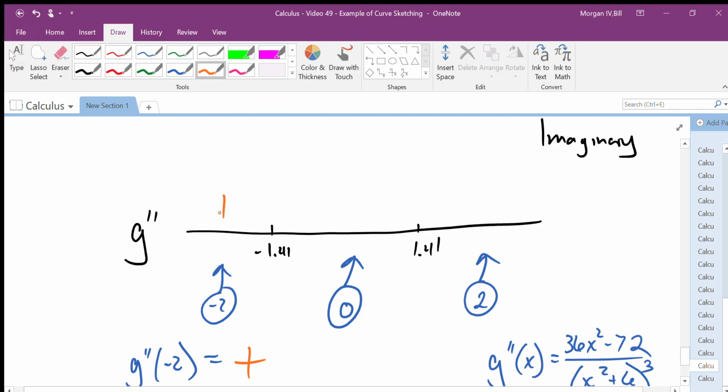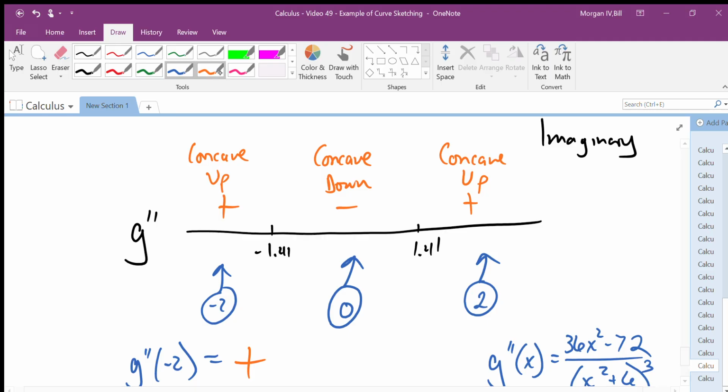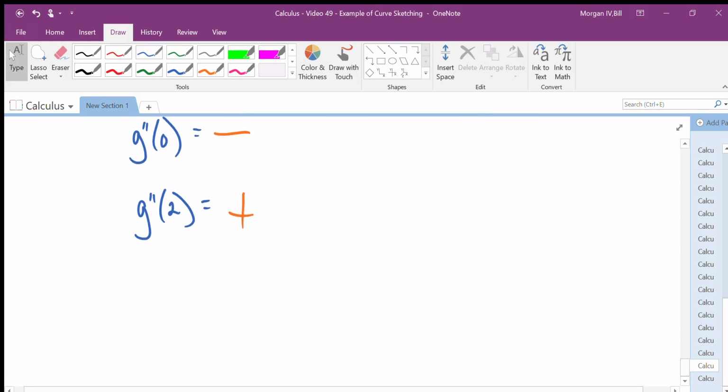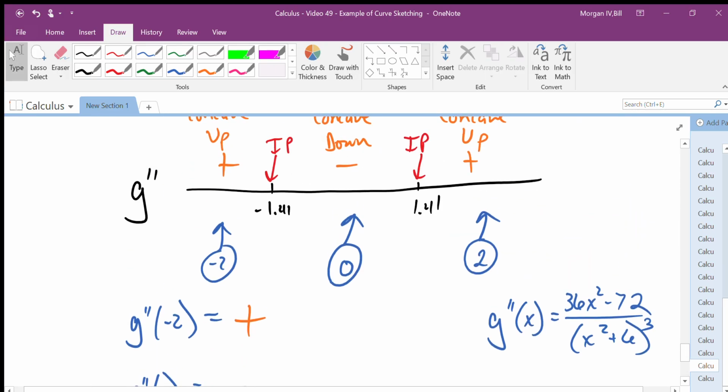So we get positive, negative, positive, which means because it's a double prime, this is concave up, concave down, concave up. And because we switch concavity at those points, we get inflection points here at negative 1.41 and inflection point here at positive 1.41. So let's write that information out. We have concave up. Concave up was from negative infinity to negative 1.41 and 1.41 to infinity.